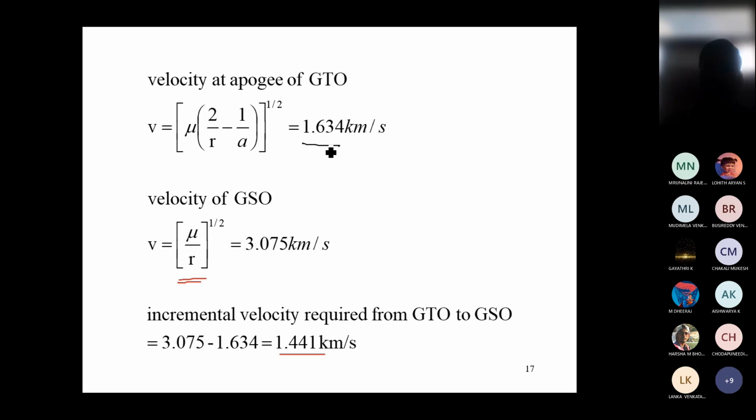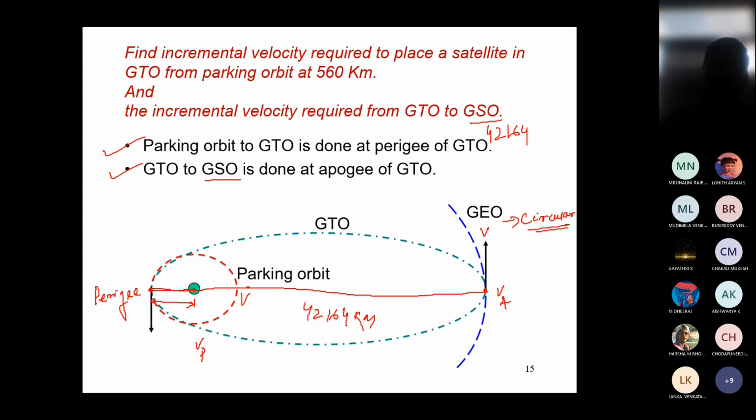You see this one. So this one we have calculated for what? Kilometer per second. If you express this in meter per second, it will come 1634 meter per second. Okay, so what point is this velocity at? This is the velocity of the satellite at what point? Let us move back to the diagram. It is the velocity of the satellite at this point, that is called VA.